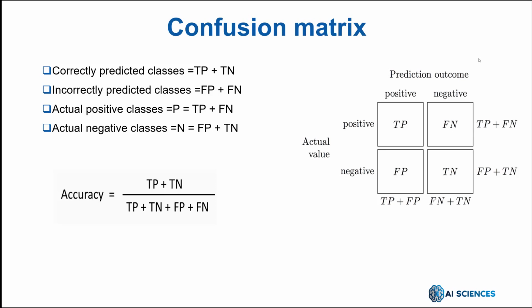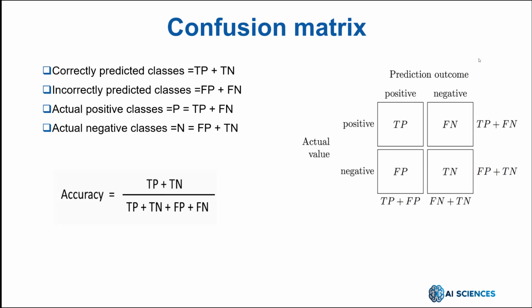FP, false positive, in the bottom left corner in the figure: actual class is negative and predicted class is positive. This states how many negative classes are predicted as positive. This is also known as a type 1 error, false alarm. TN, true negative, in the bottom right corner of the figure: actual class is negative and predicted class is negative. This states how many negative classes are correctly predicted.